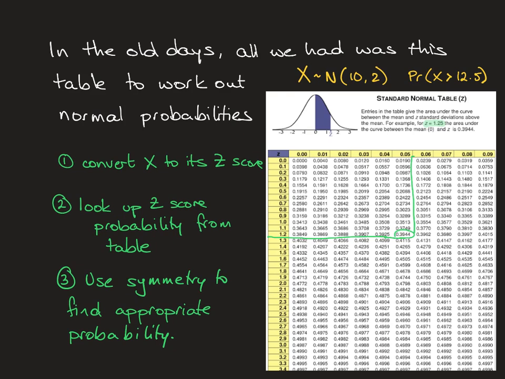And that tells me that this area here is 0.3944. What I want to know is how much is this area. And so I need to use my symmetry properties. I need to use my knowledge of 68, 95, 99.7 to find the appropriate probability. For you, all you do is, in your calculator, you change the mean to 10 and the standard deviation to 2. So nowadays, pretty much the only thing that standardising a normal distribution is used for is to literally just compare values from different distributions. That's all.